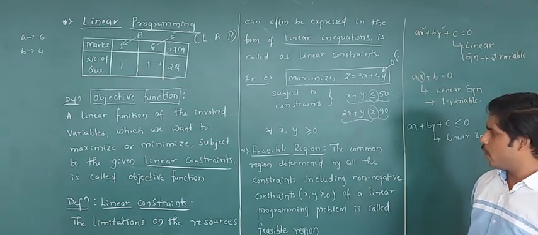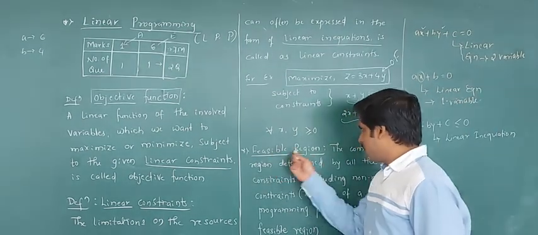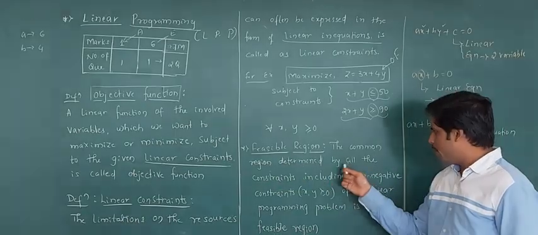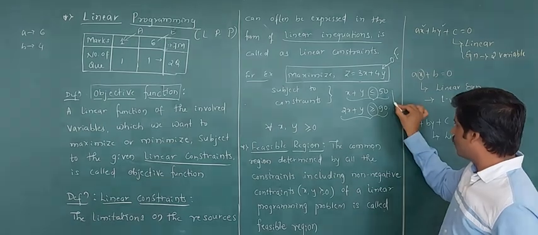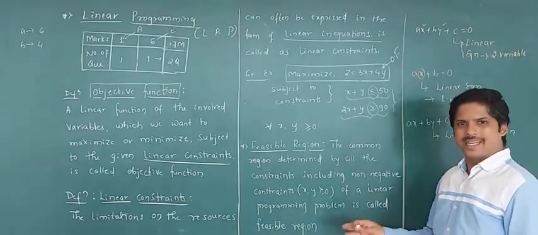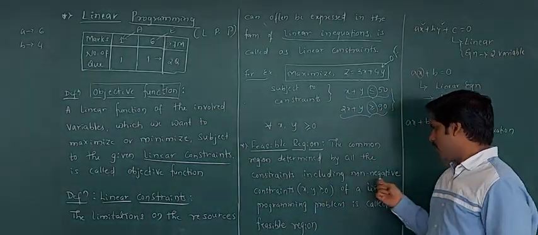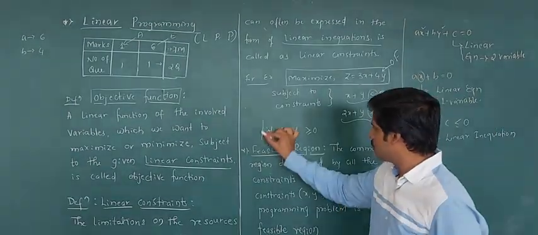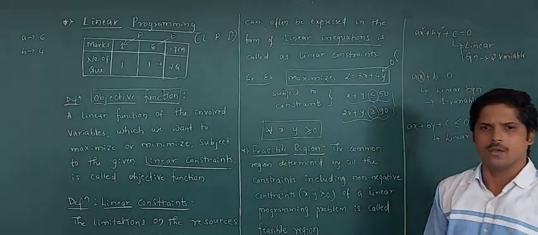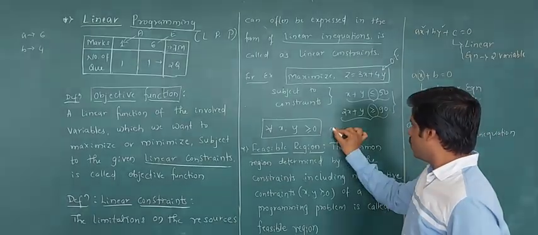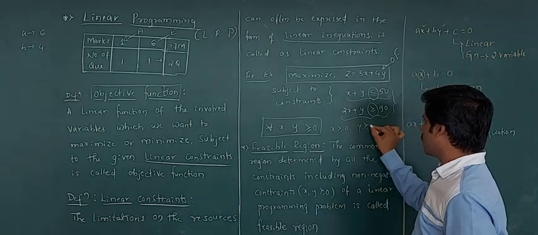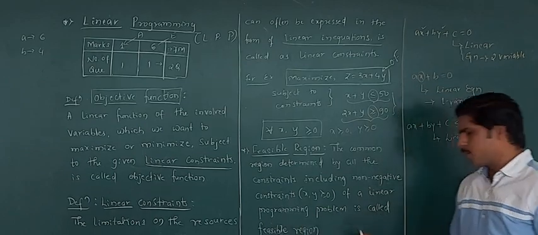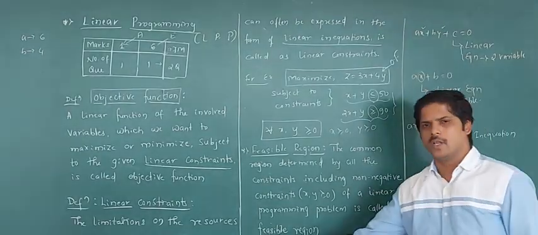These two are important for this function. And what is the feasible region? The feasible region is the common region determined by all the constraints. By using these two, we are going to plot the graph and find it in that common region, including non-negative constraints. What are non-negative constraints? These two are called non-negative constraints, that is, x greater than or equal to 0 and y greater than or equal to 0. The common region of a linear programming problem is called the feasible region.